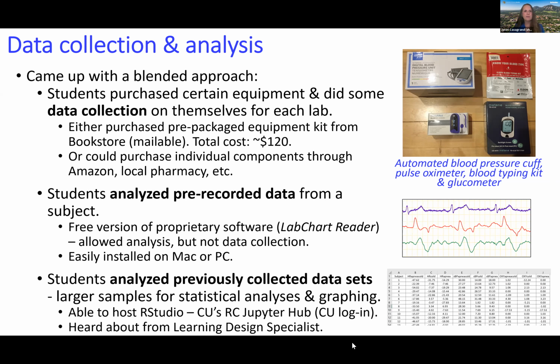And the third thing is students were able to analyze previously recorded data sets that provided them data for larger samples for statistical analysis and graphing.